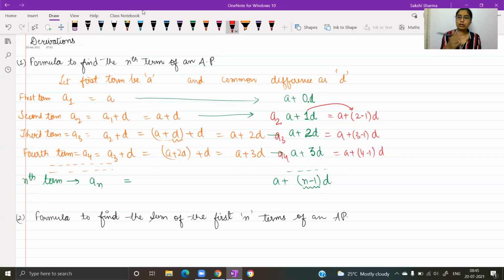This is not that important as the second one, the formula to find out the sum of the first n terms. So I'm just leaving it here. Complete this. Tomorrow we will be doing the derivation for the second formula, the sum of the first n terms. And then we will begin with chapter 7. If anyone's writing this, I can share it in the group and you can note it down.